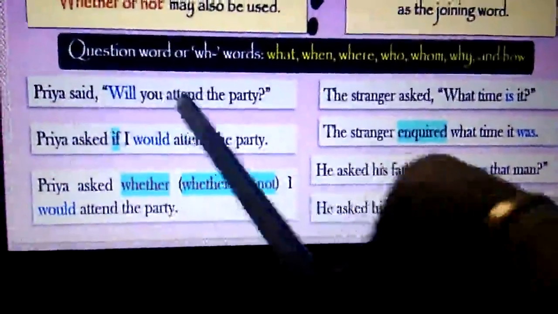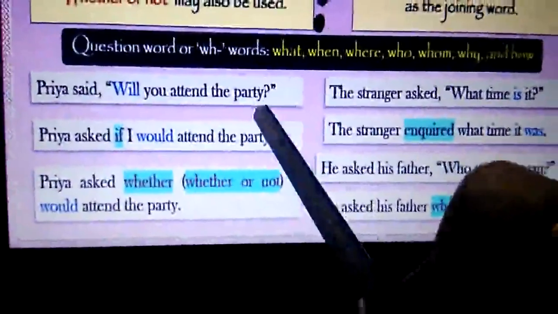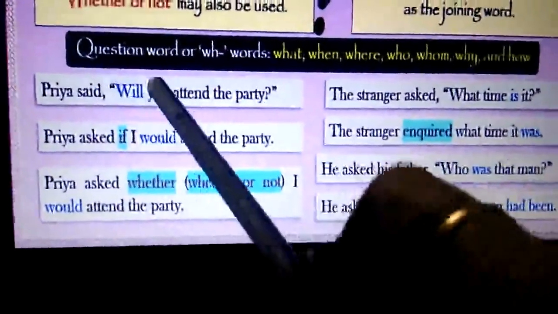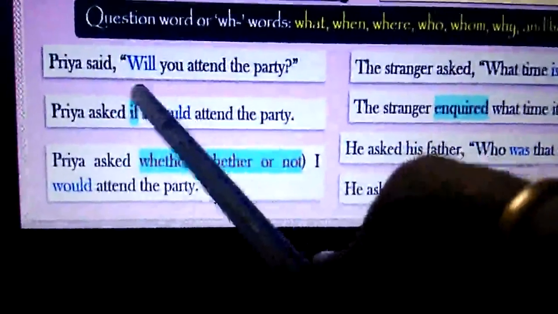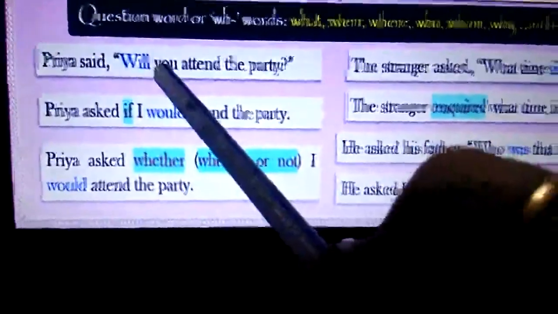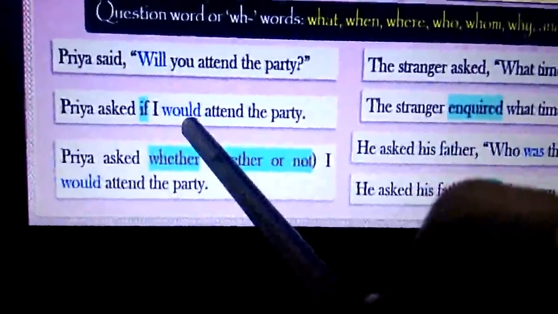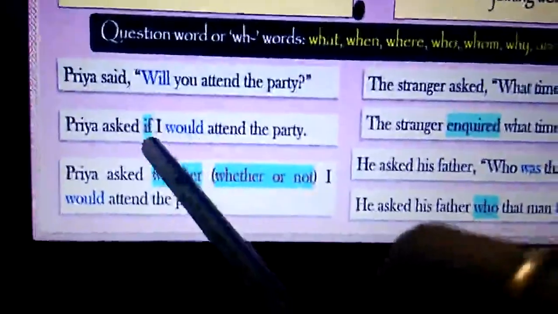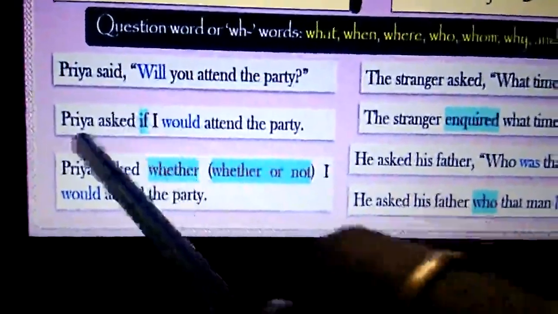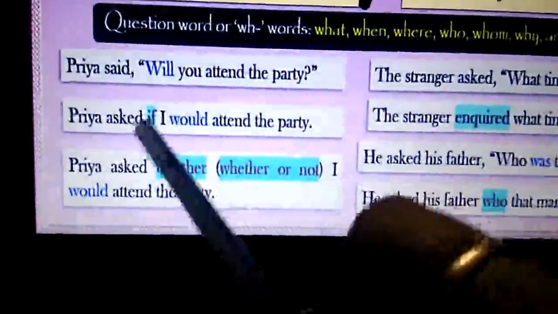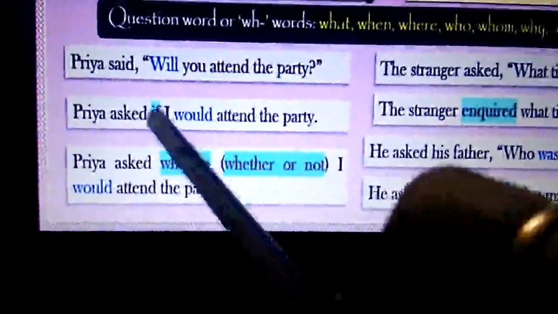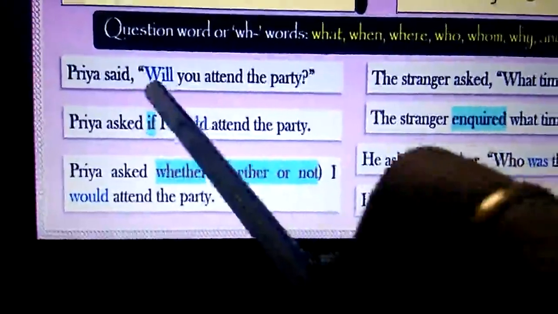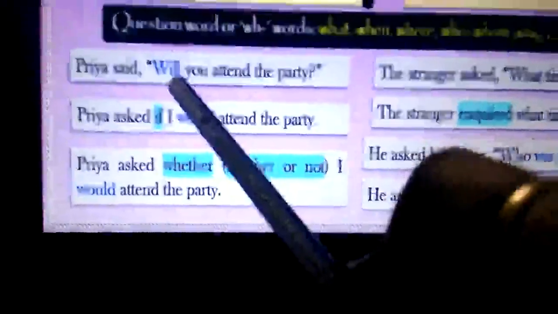Priya said, "Will you attend the party?" This is a question which is framed by using a modal verb or auxiliary verb. When this question is changed to indirect speech, we make use of if or whether. As it is a question, we have used the reporting verb asked.